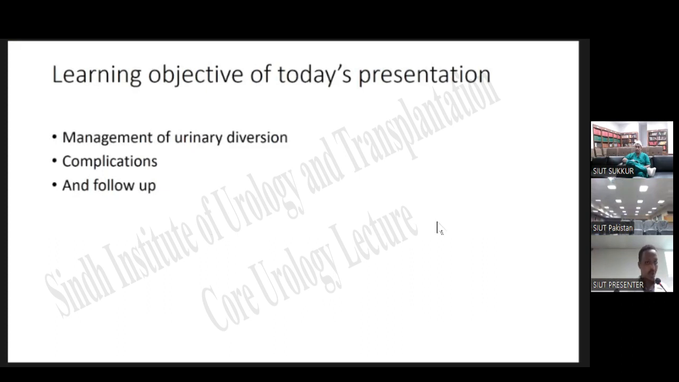How long should we follow the patient after urinary diversion, and what type of diversion do we offer the patient? Each one has its own advantages and disadvantages.